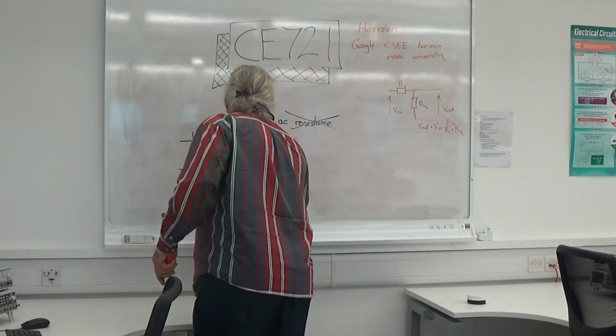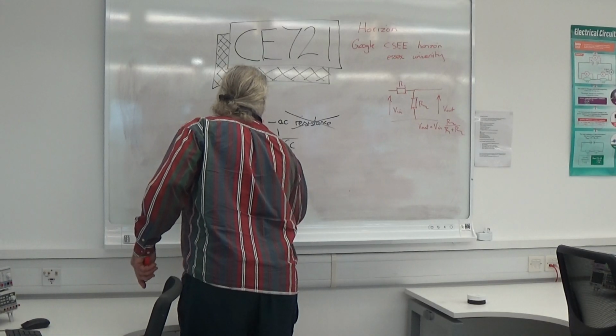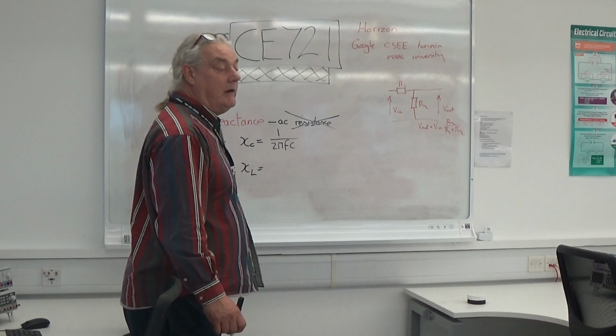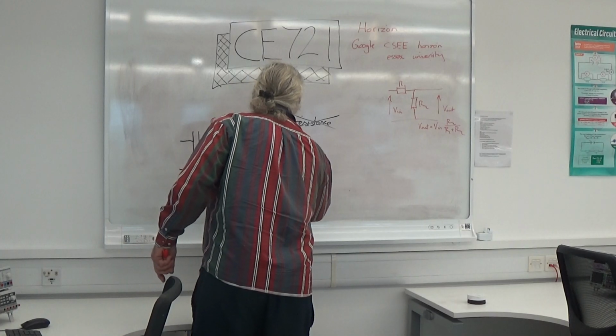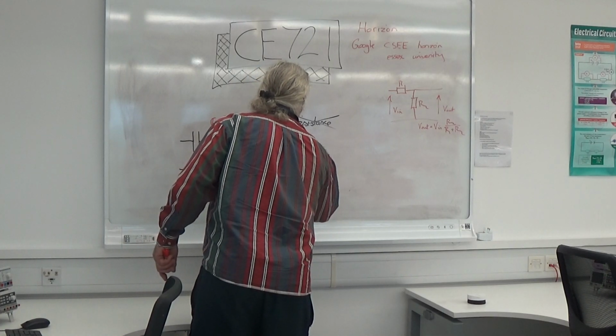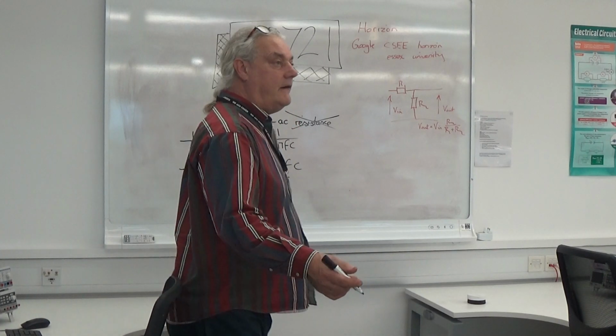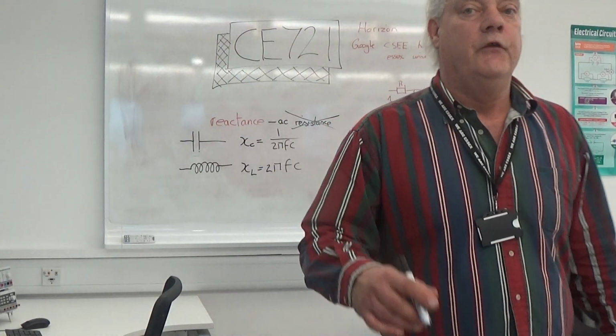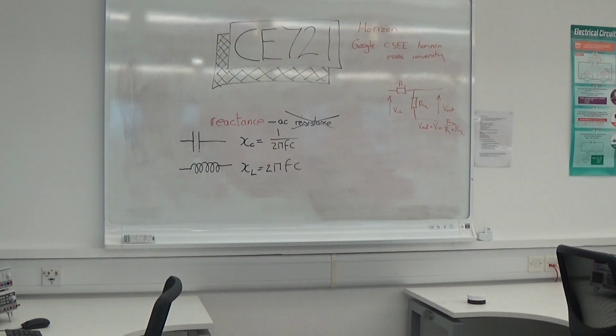So XL is the inductive equivalent, and that is 2 pi FL. Notice it's the same, it's just not inverted. So what that means is, from the reactive point of view, a capacitor is the opposite or the inverse. So XL is equal to XC to the power minus 1. It's the inverse. Just one upon the other.